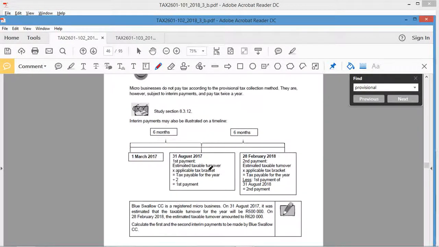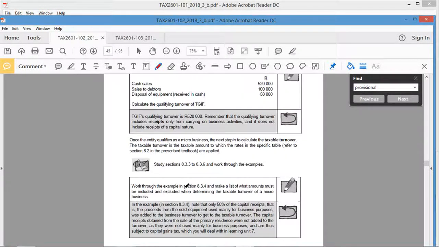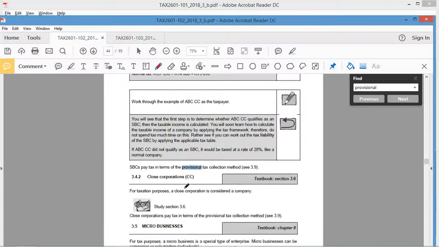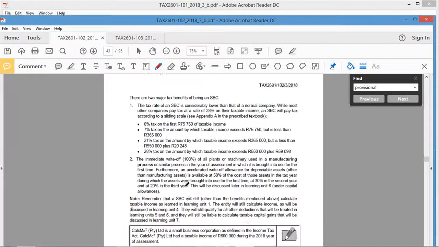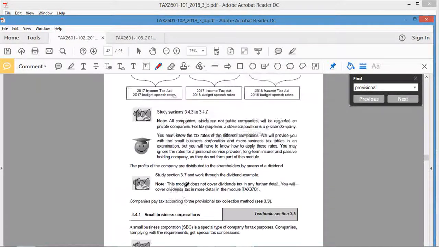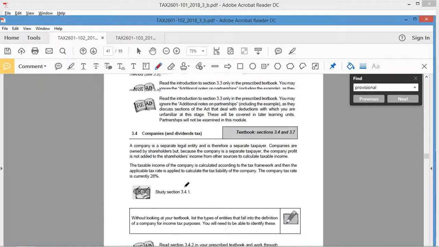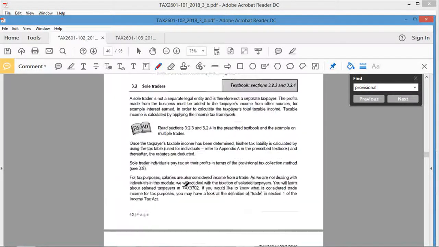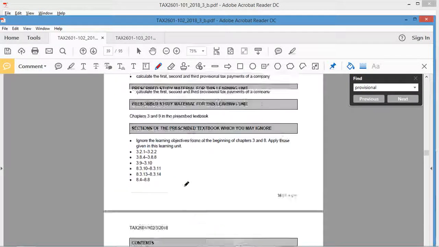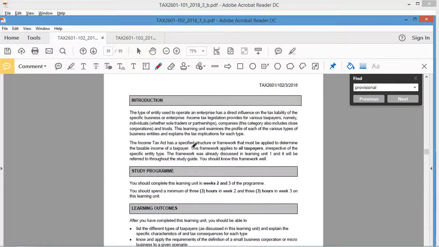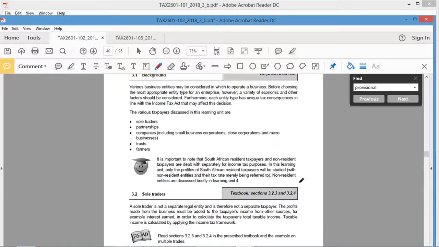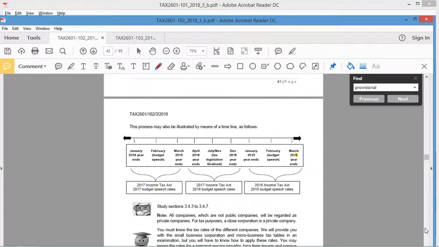There we go. Okay, so this is an example. First payment: estimated taxable turnover times the applicable tax rate divided by 2 gives you the first payment. There should be more background information around that. Small businesses, corporations, companies and dividend tax, partnerships. Okay, they don't, which is a pity because obviously the basic amount needs to be estimated correctly.